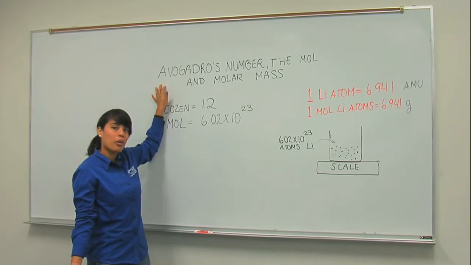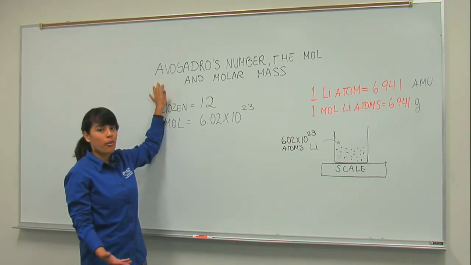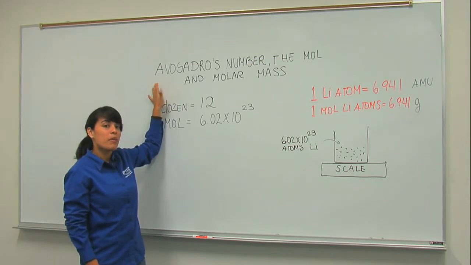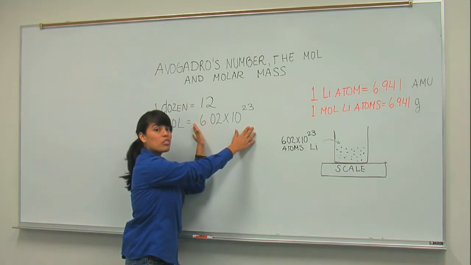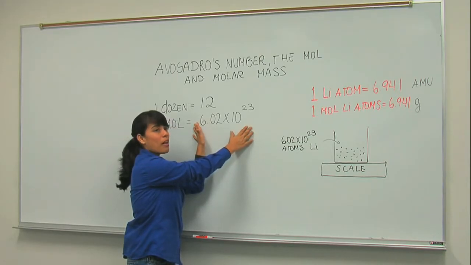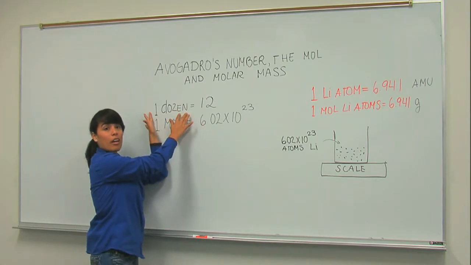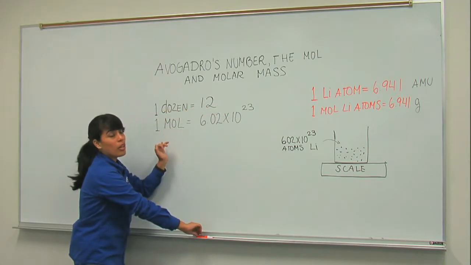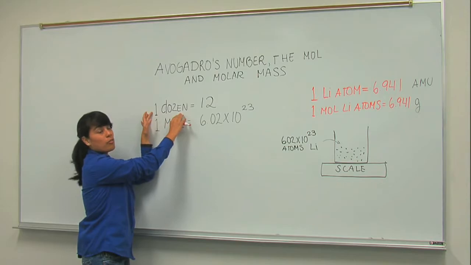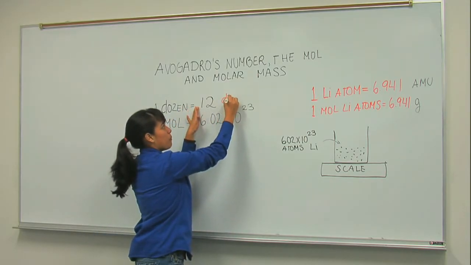What's Avogadro's number? Avogadro's number is a number. Just like we have the number 5, number 20, we have a big number, this number here, 6.02 times 10 to the 23, and that's called Avogadro's number. So imagine, just like we have a dozen, a term that means 12, if I tell you that I want to earn a dozen dollars, that means that I want to earn $12, right?